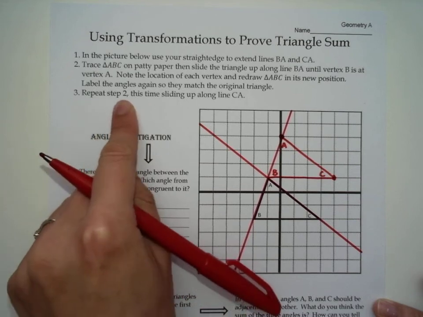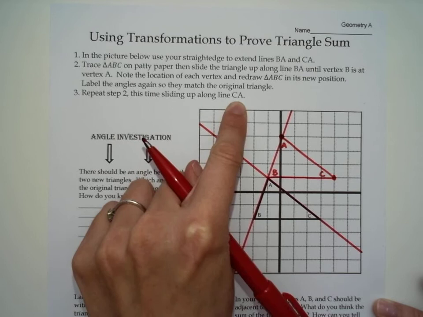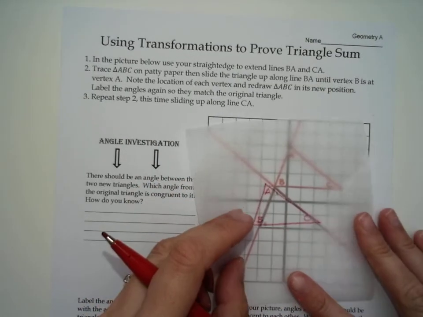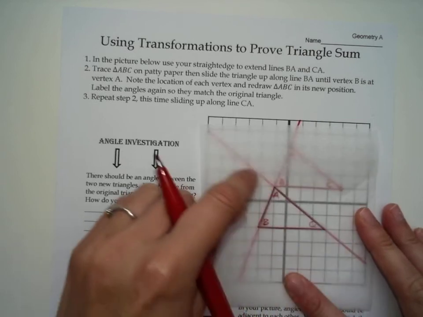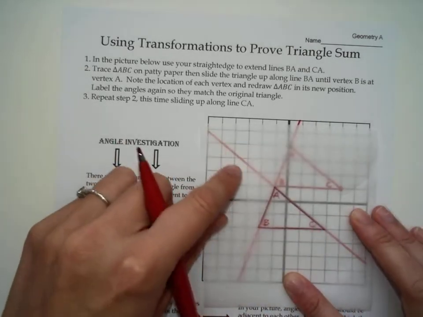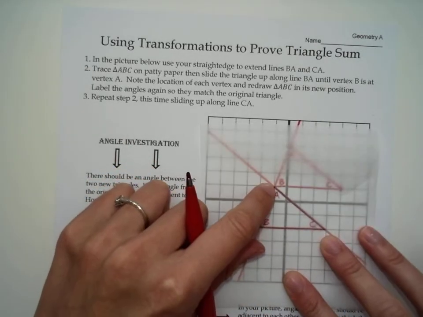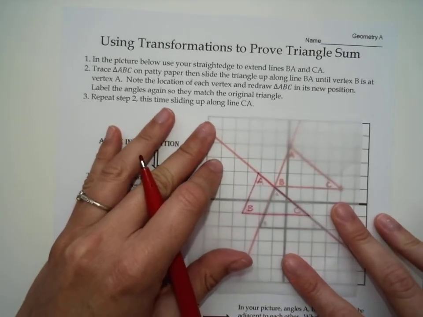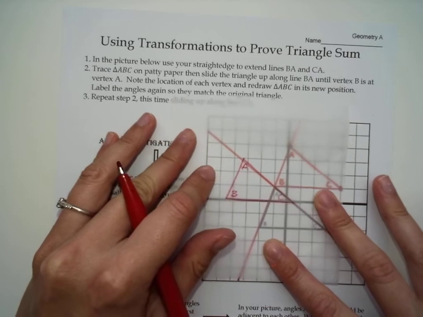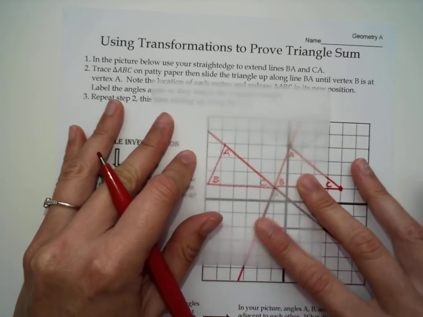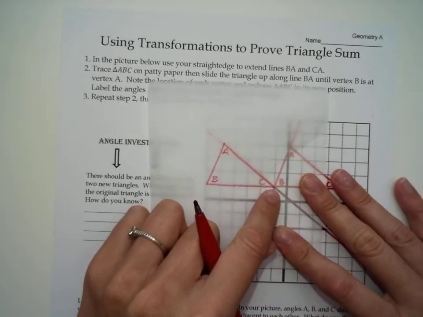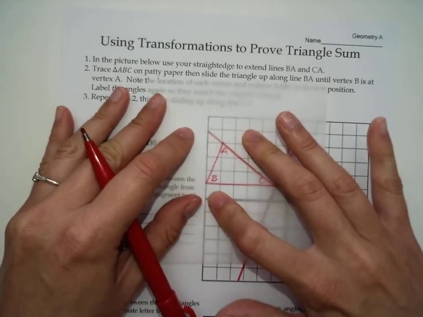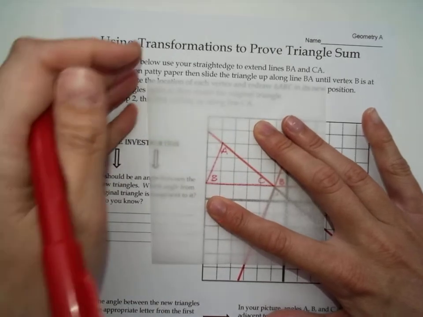Now we need to repeat step 2, this time sliding up along the line CA. So we're going to put our triangle back here. This time we're going to slide our triangle along this line until C is here at A, the vertex of A. So we just slide up. We are translating our triangle until the angle C is at the vertex of A, which is right here. And then we are going to draw our triangle.